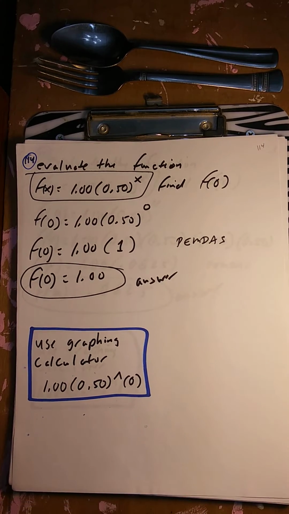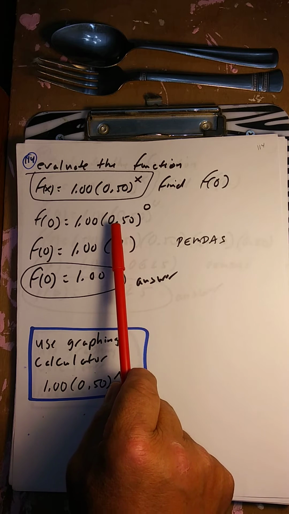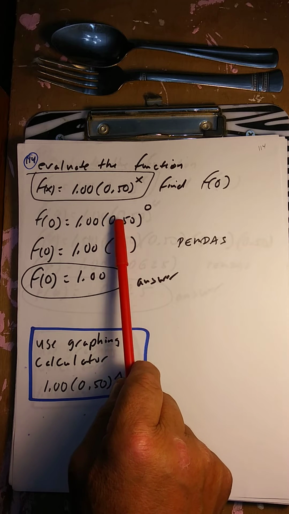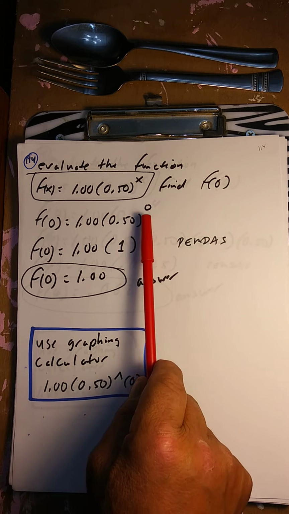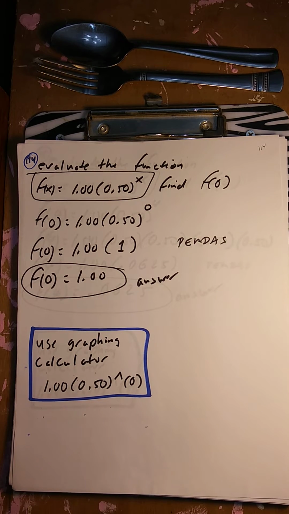Evaluate another exponential function. Let's find f of 0. So you put the 0 there for the x. Now, any non-zero number to the 0 power is going to be a 1. So 0.50 to the 0 power, the calculator is going to give you 1, and 1 times that is going to be 1.00.